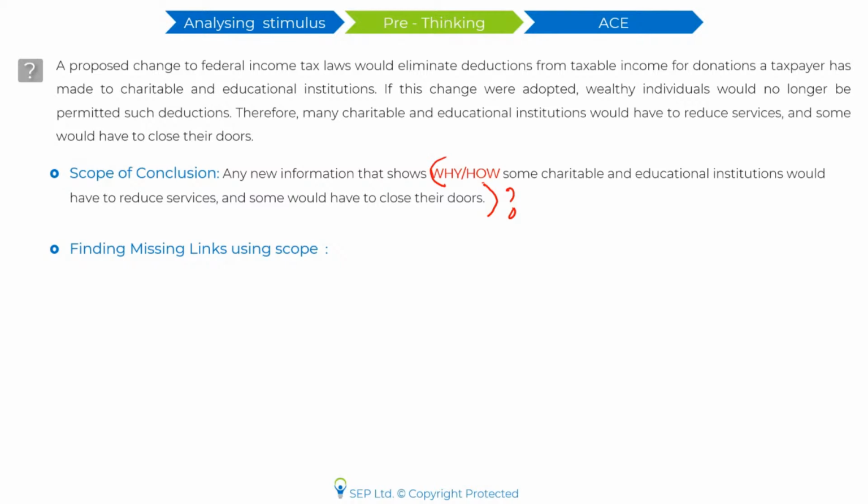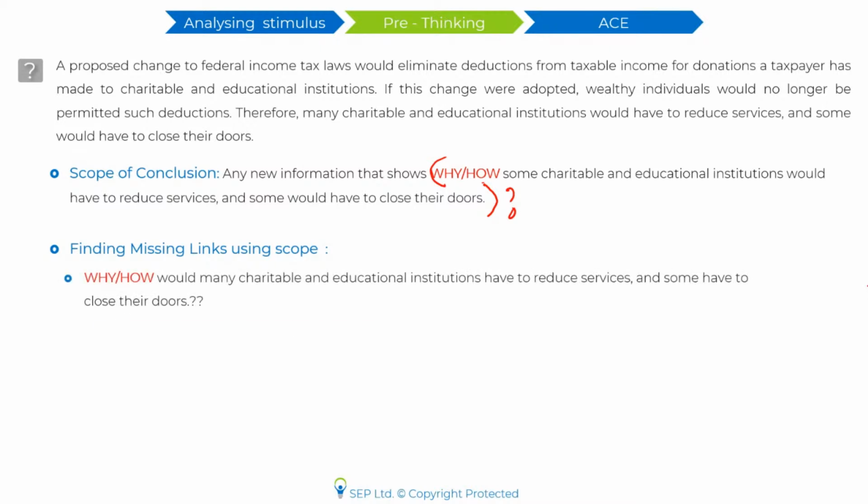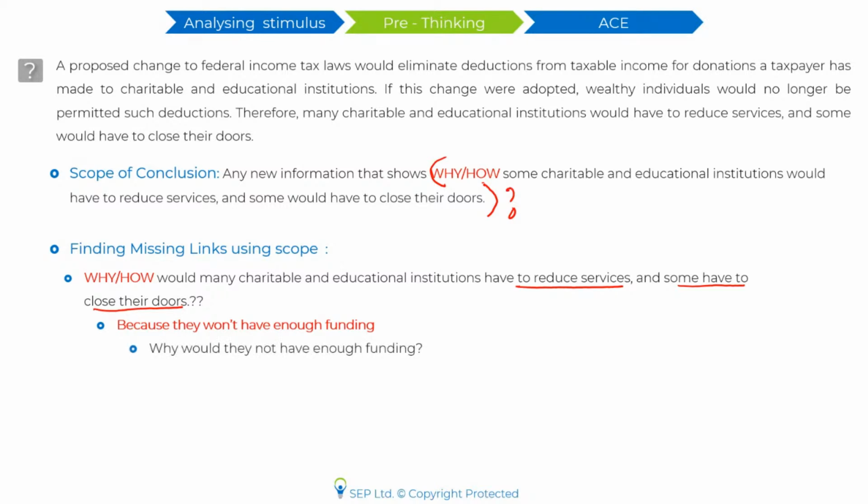Ramakrishnan, the answer is even simpler. Very good, non-existent. They won't have enough funding. So the point here is they won't have enough funding, right? If they don't have enough funding, they will have to definitely reduce services. And if the shortage is severe, they will also have to close the doors. If you further ask the question, why would they not have enough funding? So see how from one thought, from this question came this answer. And again, if I raise the question, why would they not have enough funding?